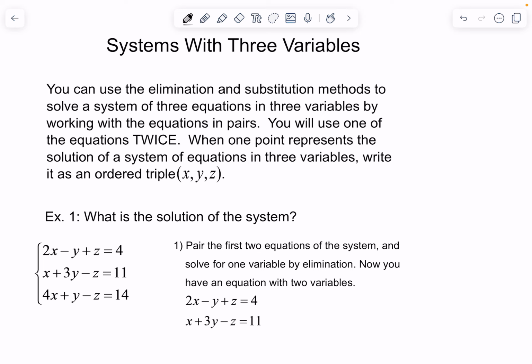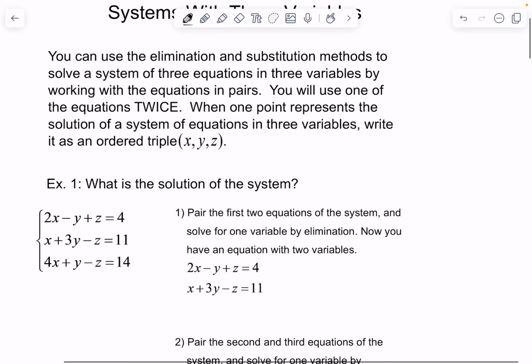Today we're going to learn how to solve systems with three equations in three variables. Now you can use either the elimination or substitution methods to solve a system of three equations in three variables by working with the equations in pairs. I'm going to show you what that means. You will use one of the equations twice.